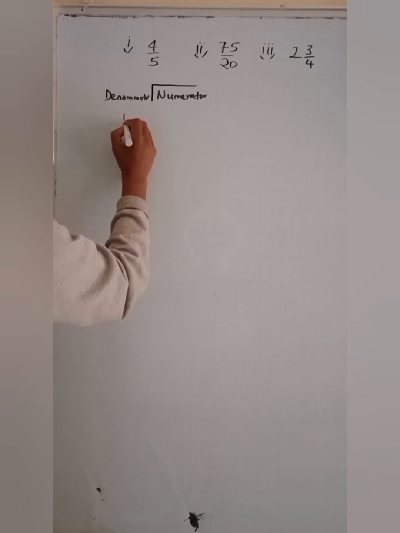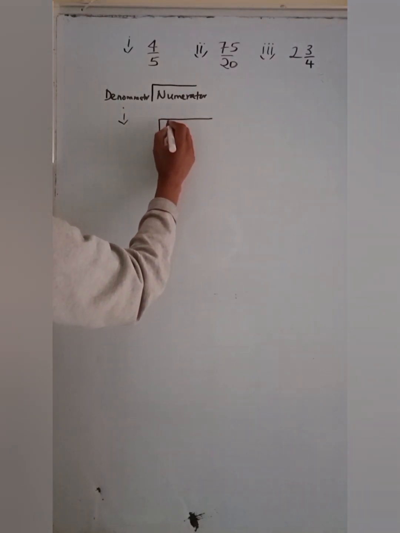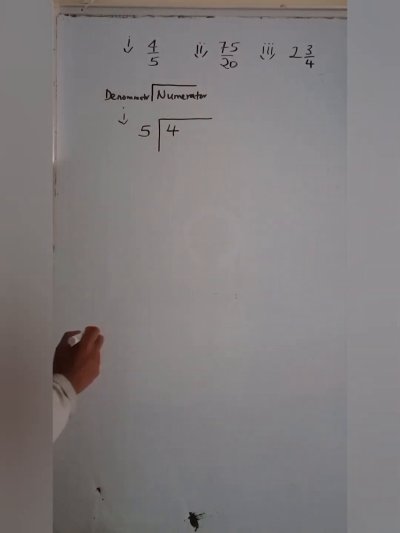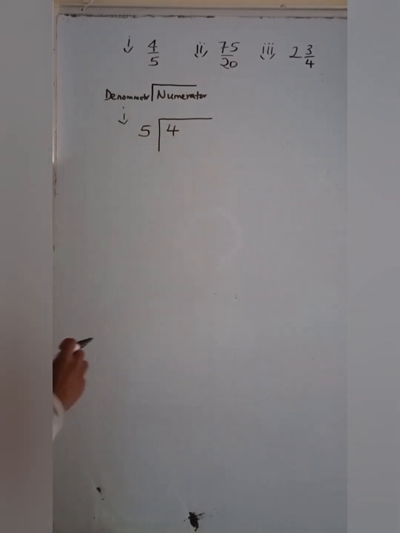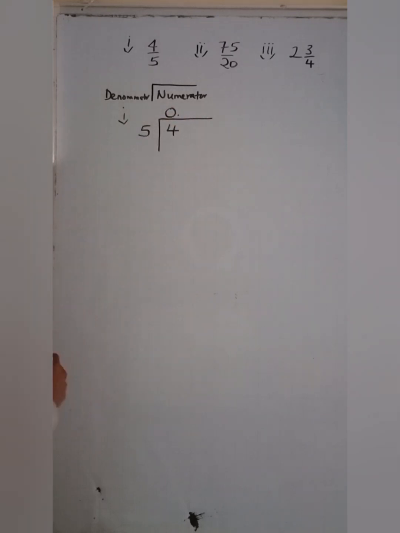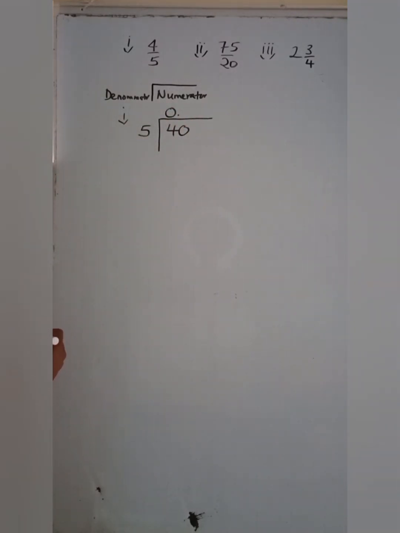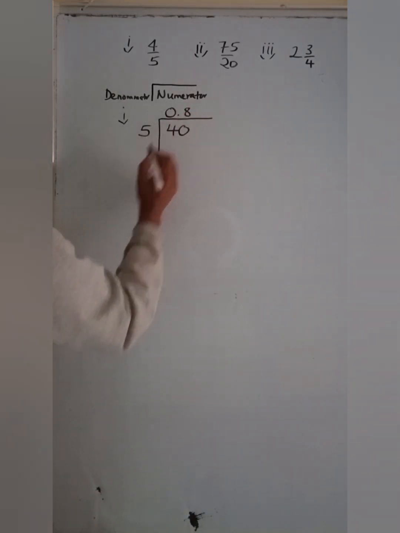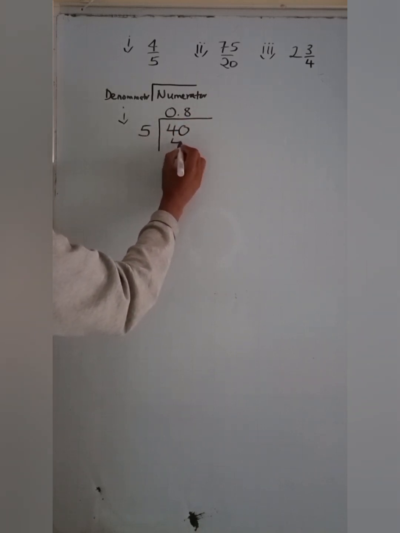So if we write it in this format, it will look like that. Then the numerator is 4, the denominator is 5. So 4 divided by 5 is not possible. So we place a 0 here, point. Then we add a 0 to this 4, it becomes 40. 40 divided by 5 gives us 8. You write 8 here. So this 8 times 5 will give us 40.